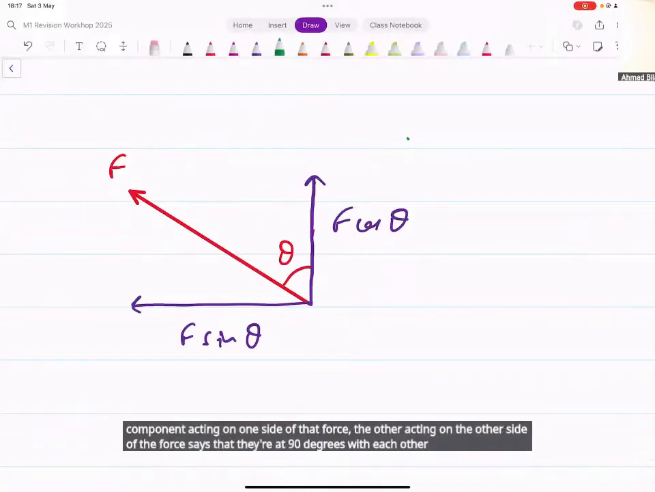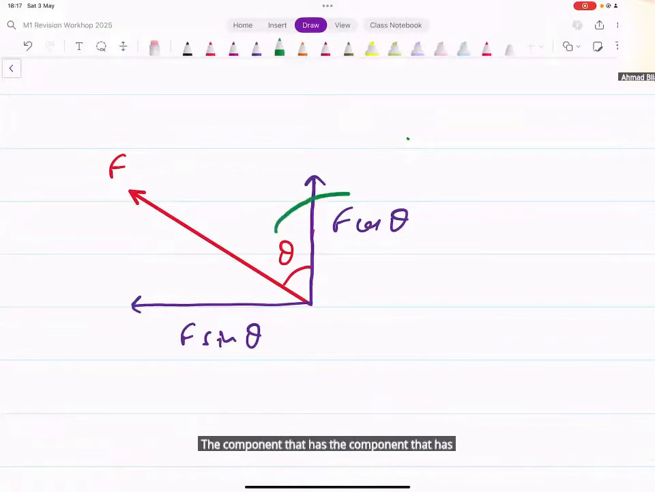The component that has side of the angle. So that's how you'll be resolving these forces.